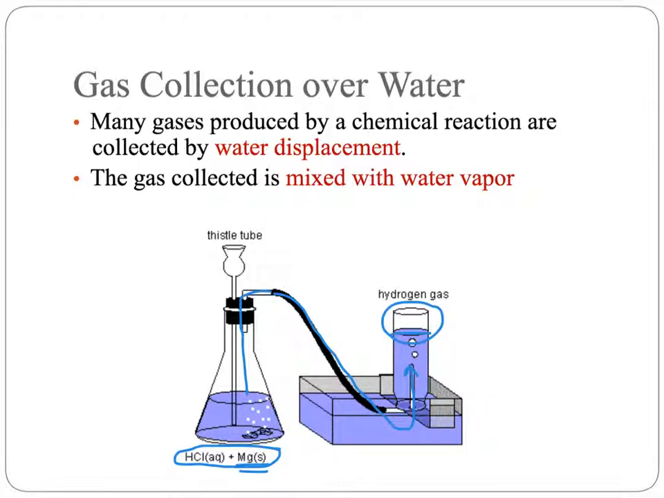But because there is this surface of water here, we do have some evaporation occurring. Little water molecules are moving from the water surface into this little atmosphere inside the container. And so any gas that's collected by water displacement is mixed with a small amount of water vapor. If you want to determine how much gas you've collected, you have to consider the water vapor. You can't ignore it.